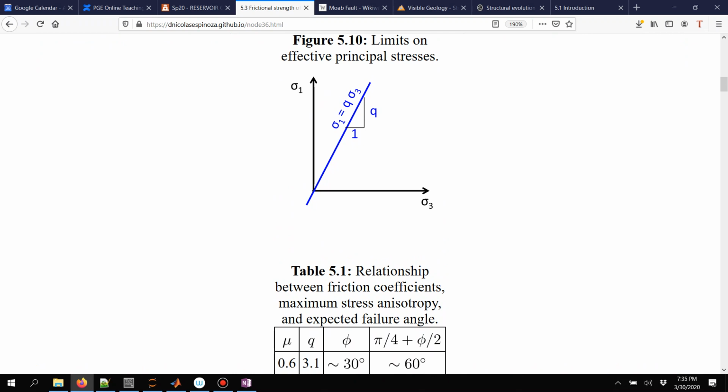If I go over that limit, that means that I'm going over the strength of the fault itself, and that fault is going to move relative to each other, or in a place where I didn't have a fault, probably now I'm going to have a fault because I'm going over the limit.